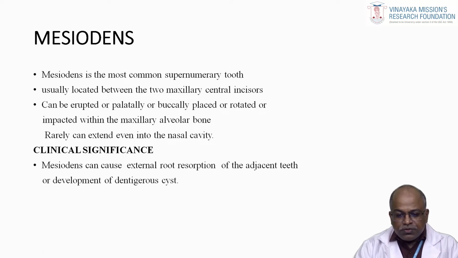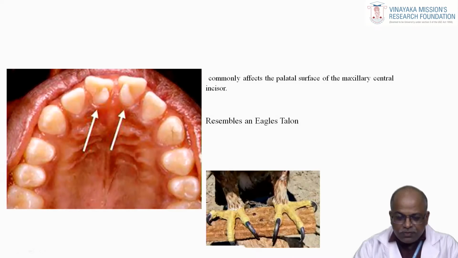Mesiodens is the most common supernumerary tooth that usually occurs between the two maxillary central incisors. It can be erupted, palatally or buccally placed, rotated, or impacted within the maxillary anterior alveolar bone. Rarely, these mesiodens can extend into the nasal cavity, causing nasal stuffiness. The main clinical significance is that it can lead to external root resorption of the adjacent tooth or development of a dentigerous cyst.